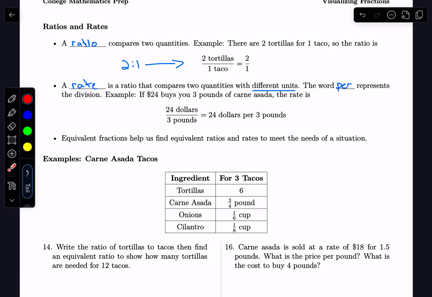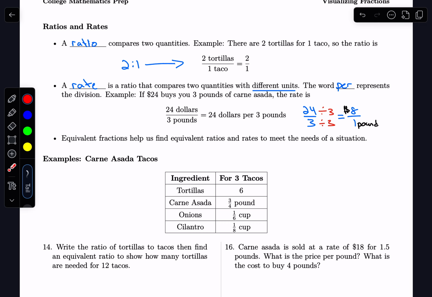And then equivalent fractions are going to help us find equivalent ratios and rates to meet the needs of a situation. So we can already see that there's an equivalent fraction to 24/3, right? If we take 24/3 and divide top and bottom by 3, then this is going to reduce to be 8/1. And so that equivalent fraction is going to tell us that $8 will get us 1 pound of carne asada. Because if $24 got us 3 pounds and 8/1 is equivalent to 24/3, then that means that $8 is worth 1 pound of carne asada.